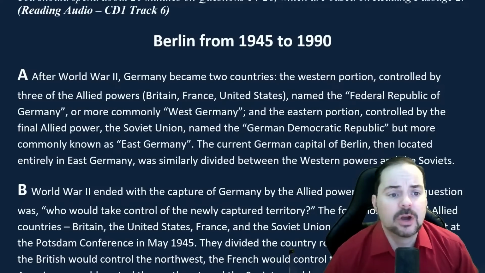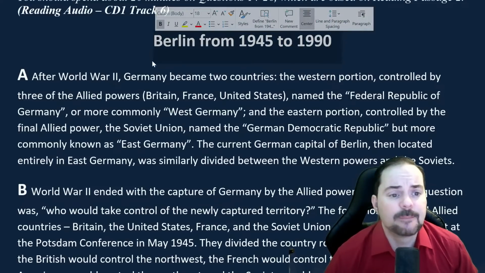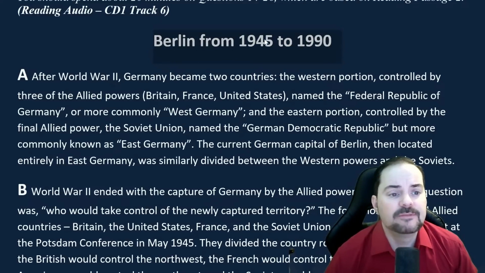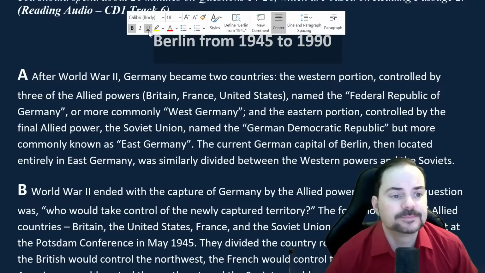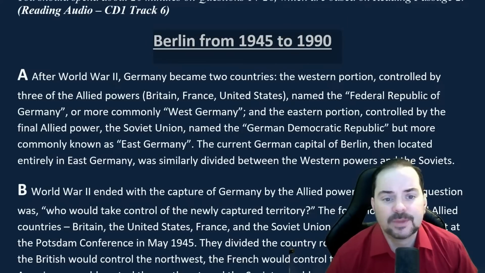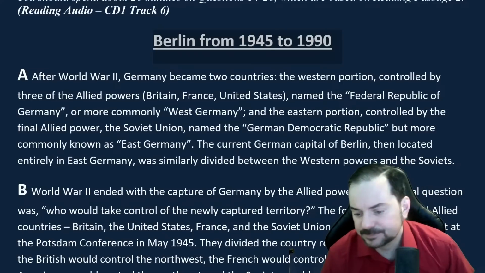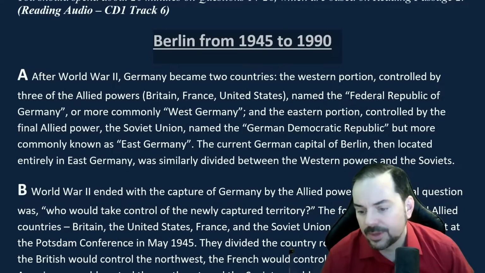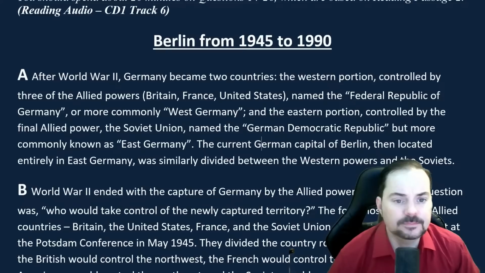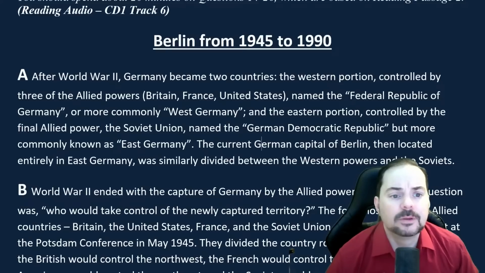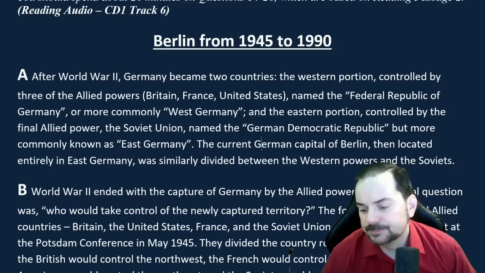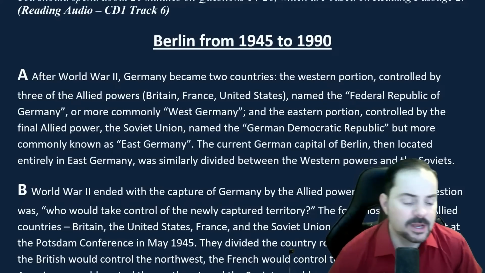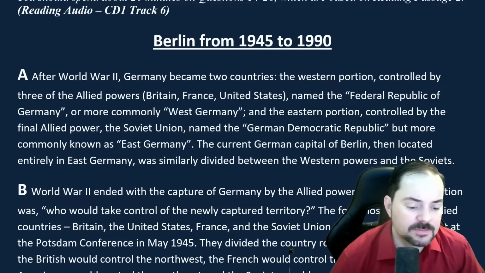All right, so everybody, here we go. Title of this passage is Berlin from 1945 to 1990. Okay. Berlin is what? Alexi says it's the regeneration of the capital after devastating World War II. Right, so we have to figure out what this means.